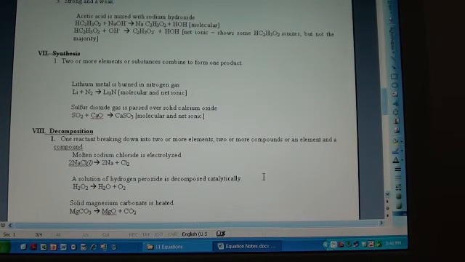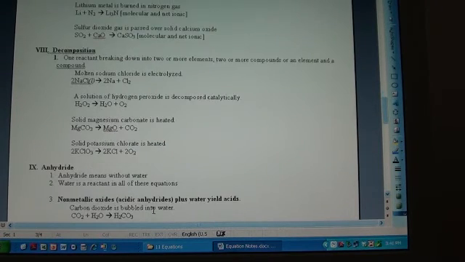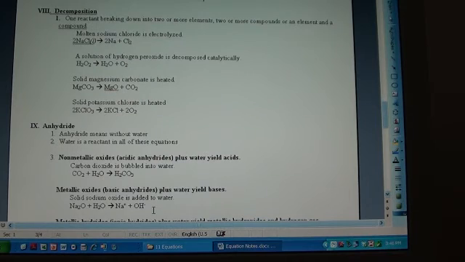Decomposition is something falling apart. Here's your trickster. MgCO3 will become magnesium oxide and CO2. Here's the anhydride. Anhydride means without water. So an anhydride is, you take CO2 plus water and you form this. So this is called an acidic anhydride. You've gotten rid of the water and you've made an acid.